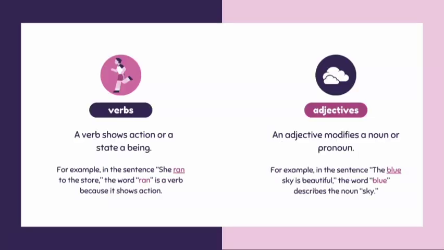Verbs. A verb shows actions or a state of being. For example, in the sentence, she ran to the store. The word ran is a verb because it shows action.